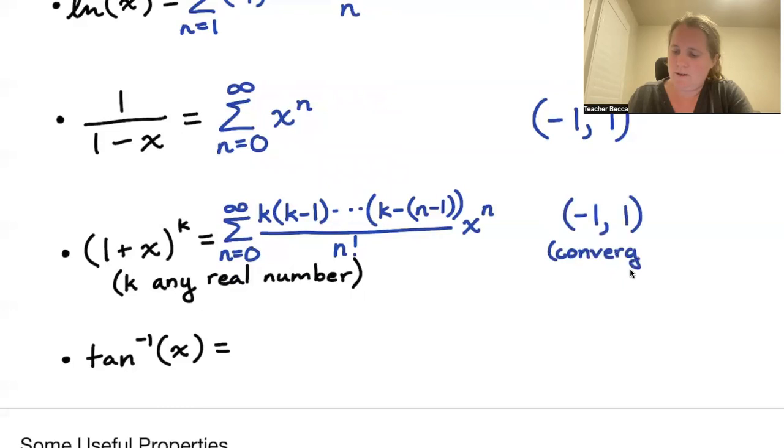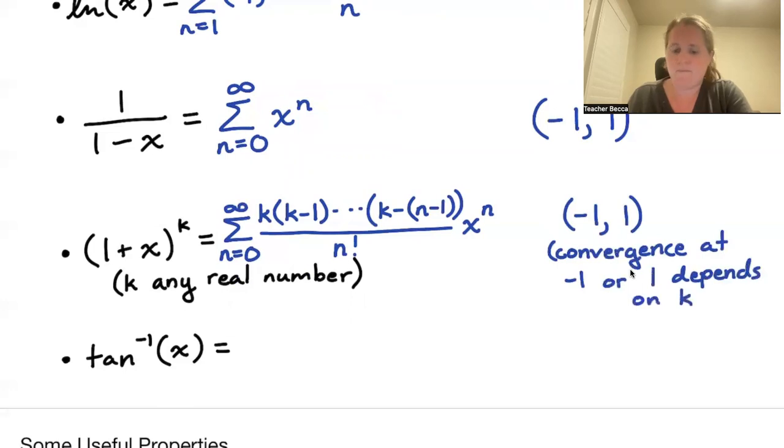So the convergence at -1 or 1 depends on k. Right. And then last up, we have tan inverse, or arctan.